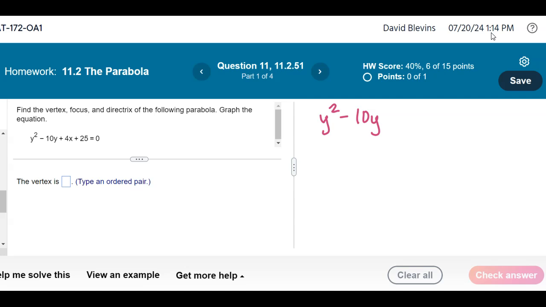I'm going to leave a space. There's going to be a space here. And then I'm going to move the x and the 25 over to the other side. So I'm going to have a minus 4x and a minus 25 for the time being.